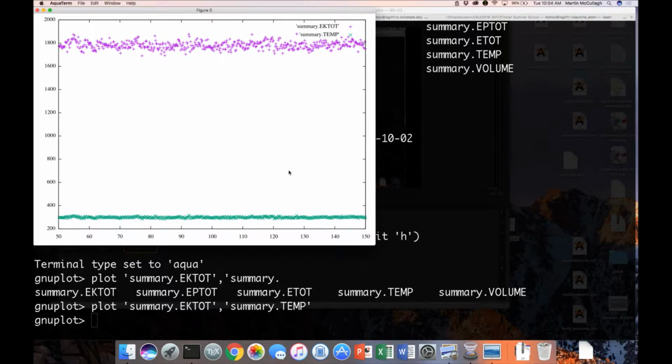So this is the kinetic temperature. The thermostat is controlling this. The constant temperature thermostat is controlling it. Kinetic energy is the top, and then this is the actual temperature. This is what we put into the program. You notice it's not constant. And this is good.